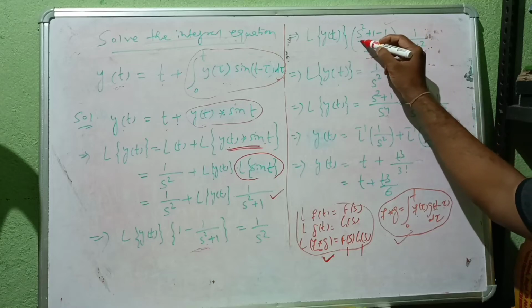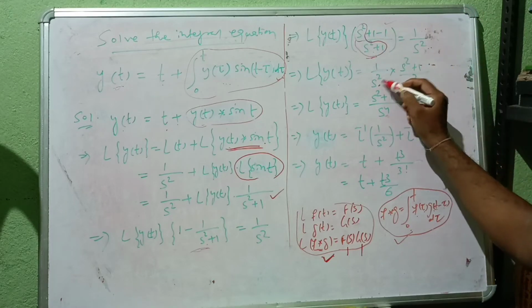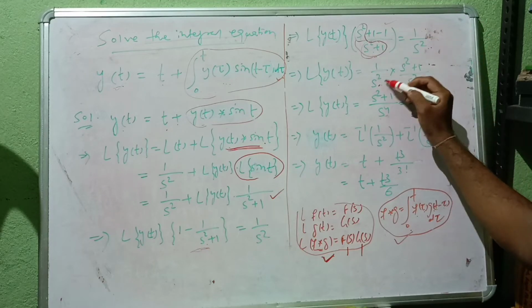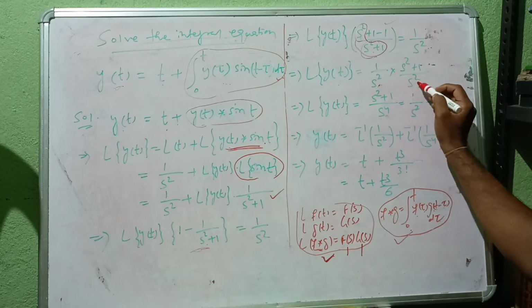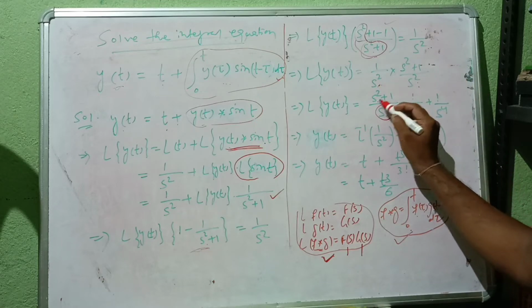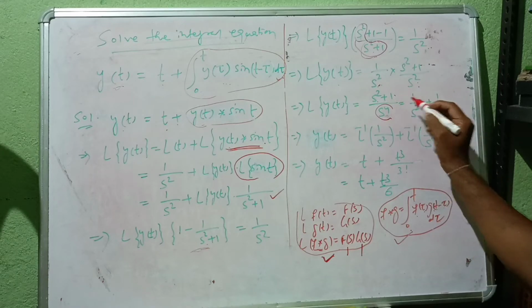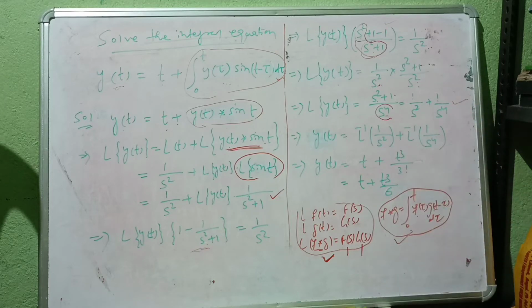So if you take s square by s square plus 1 to the right hand side, what will we get? 1 by s square into this term will be multiplied, this term will be divided. So 1 by s square into (s square plus 1) divided by s square. So s square into s square will be s fourth, so (s square plus 1) divided by s fourth. Clear? If you separate it, it will be 1 by s square plus 1 by s fourth.